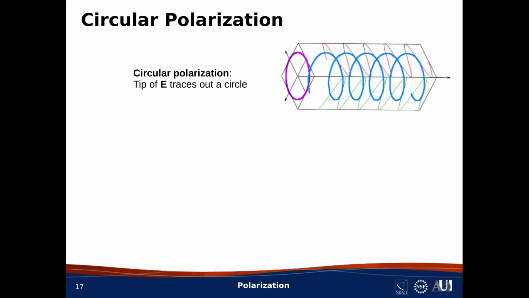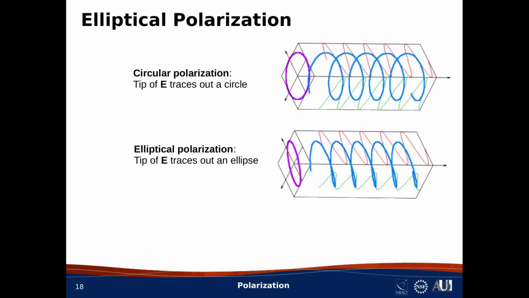Okay, now I'm getting ready to explain elliptical polarization. I'm going to start with this picture of a circularly polarized wave. The blue curve traces out the position of the tip of the electric field vector over time. The purple curve at the left is the projection of the blue curve onto the plane.